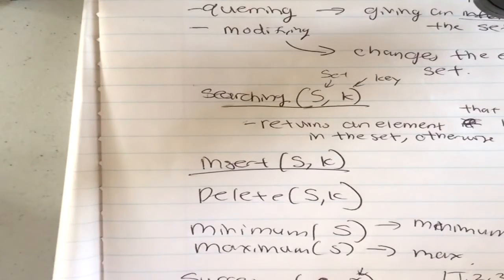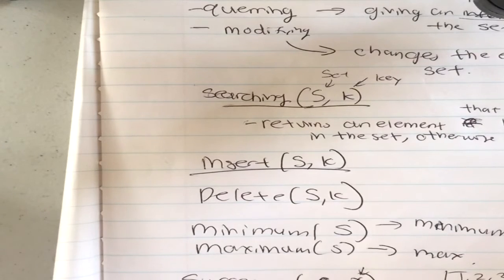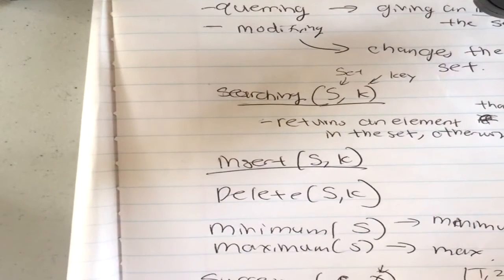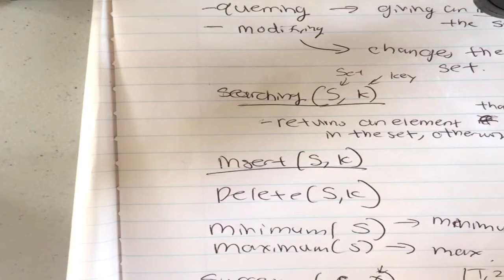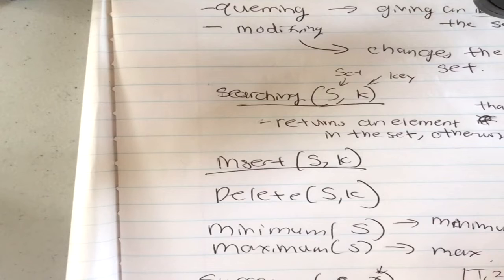And we also have a predecessor. What does this do? This just returns the next smaller element. So let's say if I have 1, 2, 3, 4, and I give you 3, it would return me 2. So if I had predecessor of 3, it would give me 2.